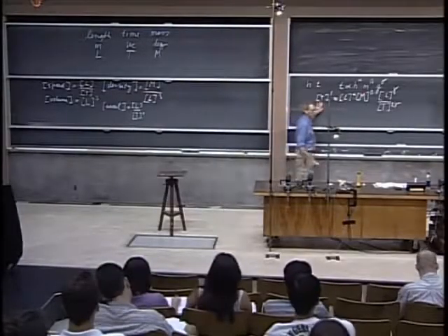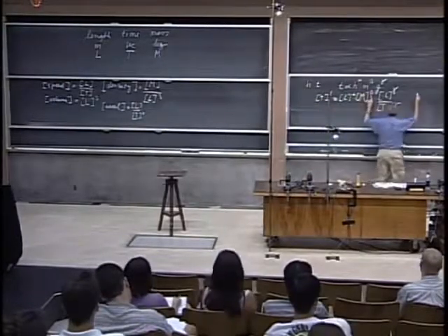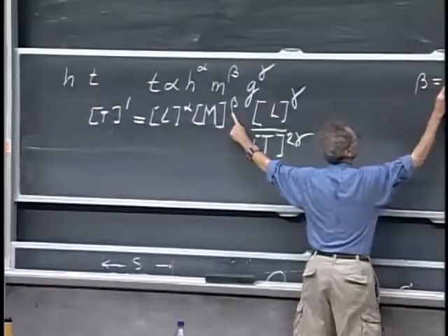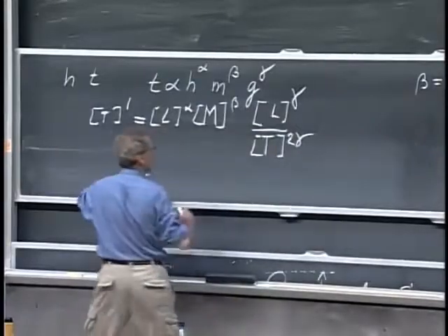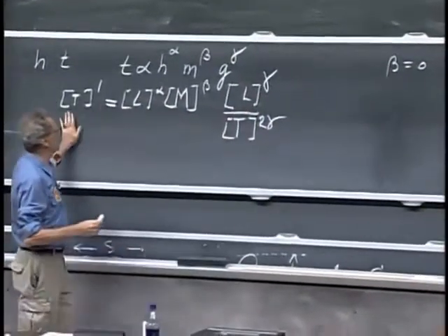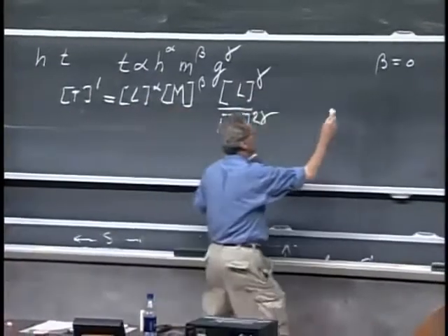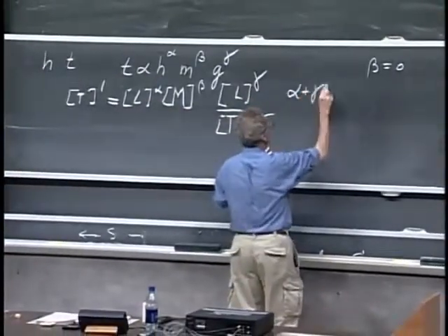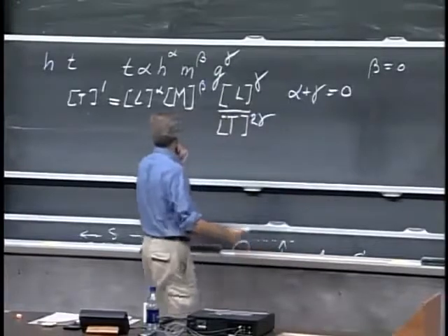There is no m here, there is only one m here, so beta must be 0. There is here L to the power alpha, L to the power gamma. There is no L here, so L must disappear. So alpha plus gamma must be 0.